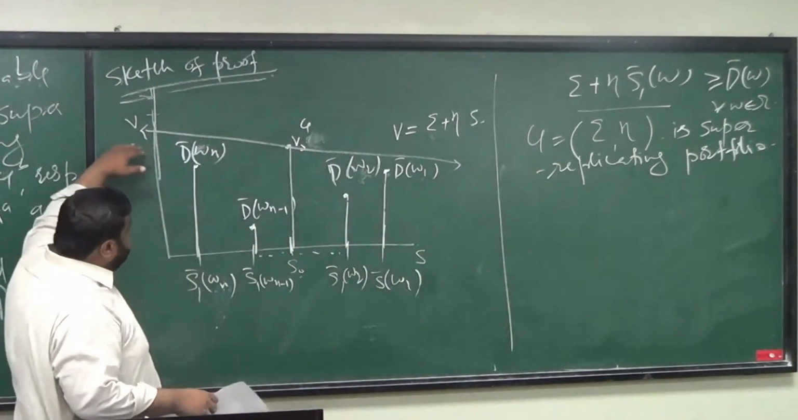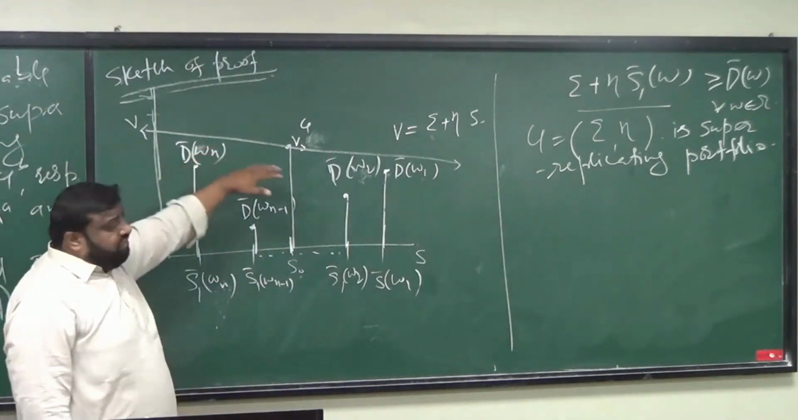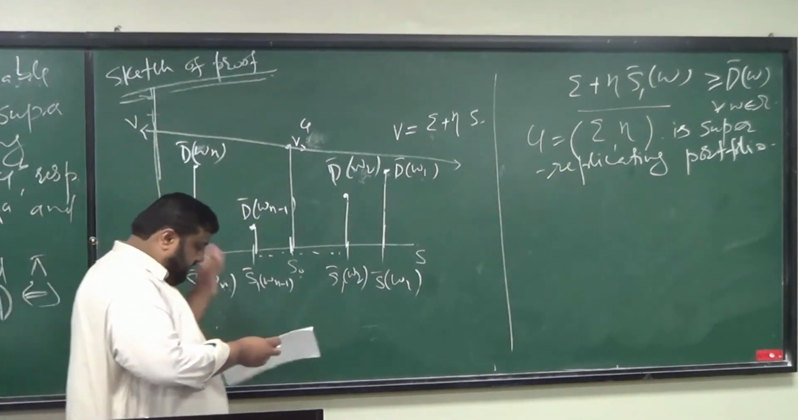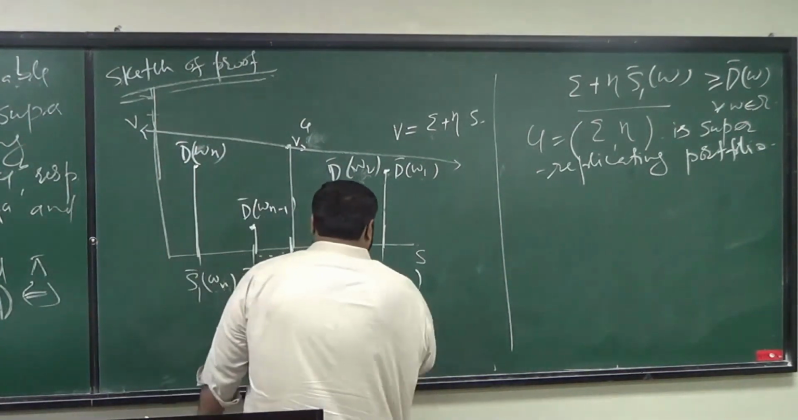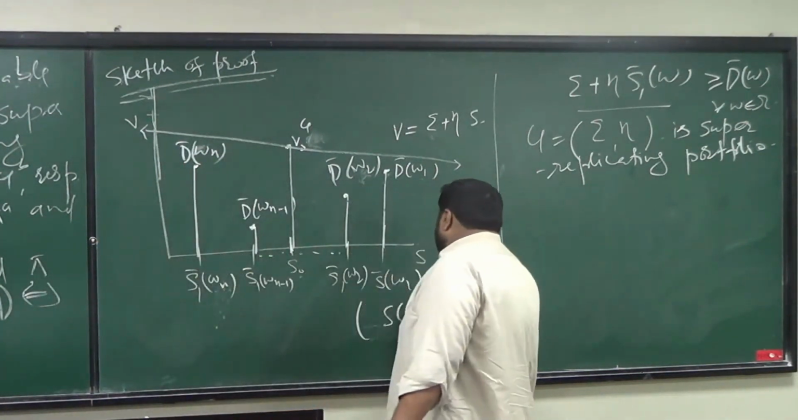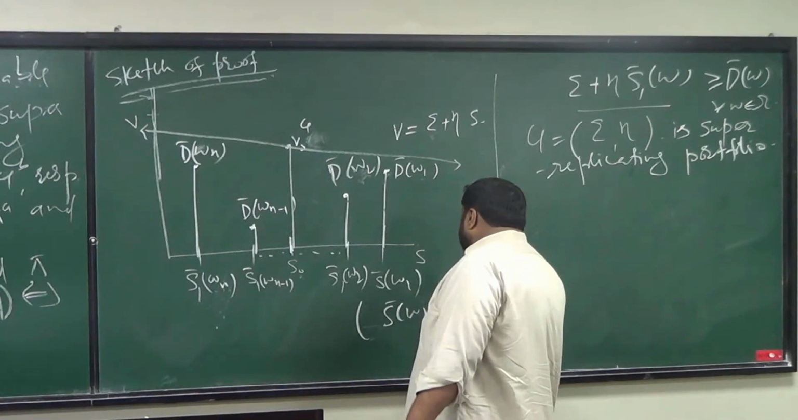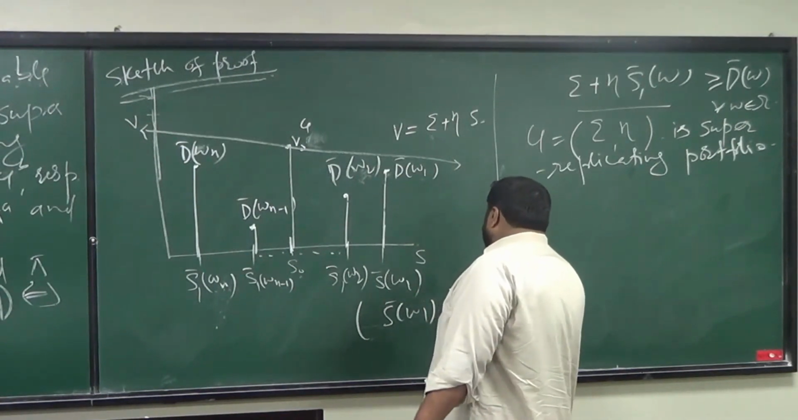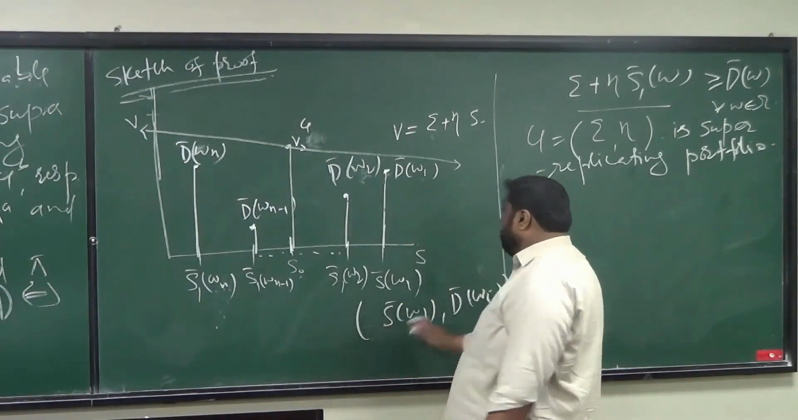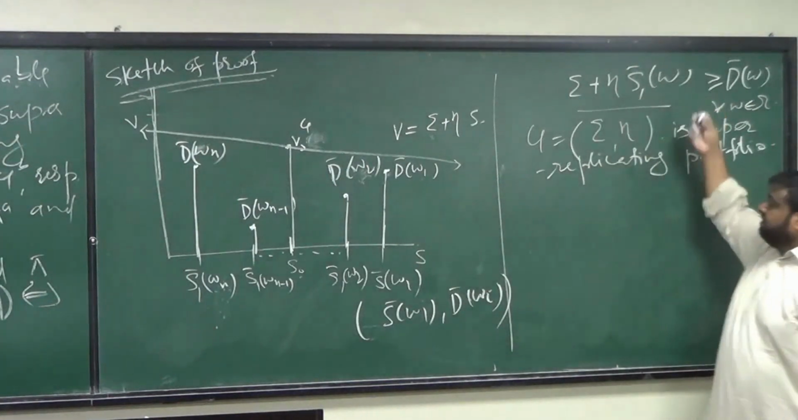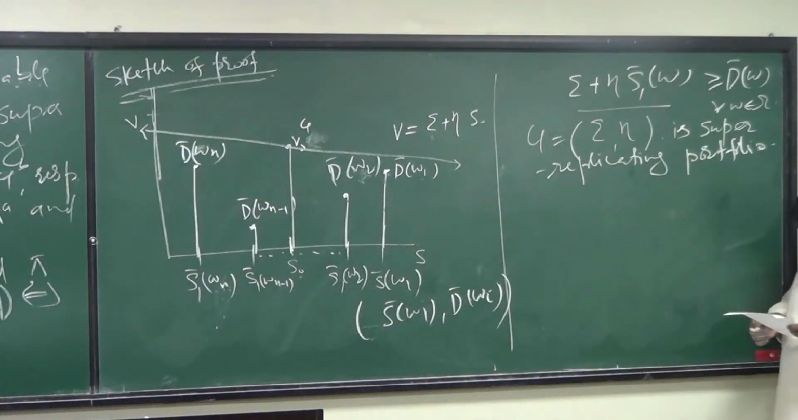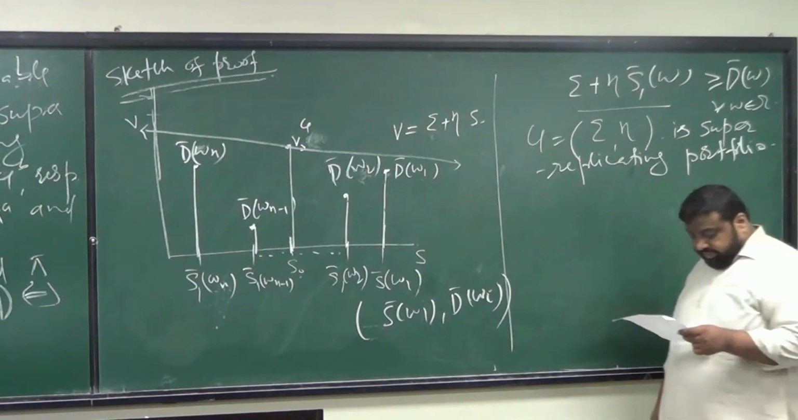That is that this line lies above all of the points. The points, these points, S bar of omega I and D bar of omega I. Lies above all of the points. Okay.